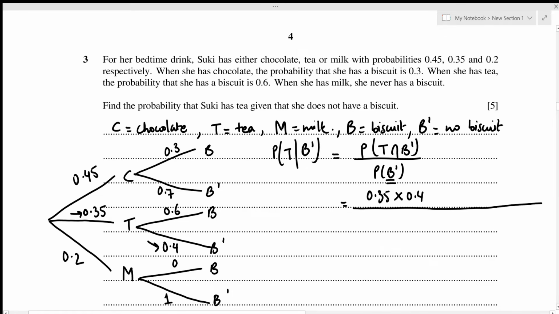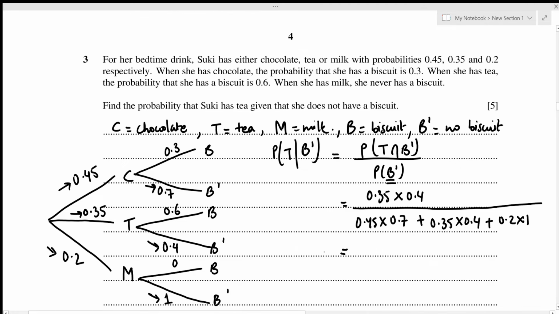Let's first look at the chocolate. So the probability of having a chocolate will be 0.45, and then the probability of not having a biscuit will be 0.7. So the first case will be 0.45 into 0.7. That's the case for the chocolate. For the second case, that's going to be of tea, which we already did before. So that's just 0.35 into 0.4, plus the probability for milk. So the chance of her having milk is 0.2, and the chance of her not having a biscuit while having milk is going to be 1. So that's just going to be 0.2 into 1.